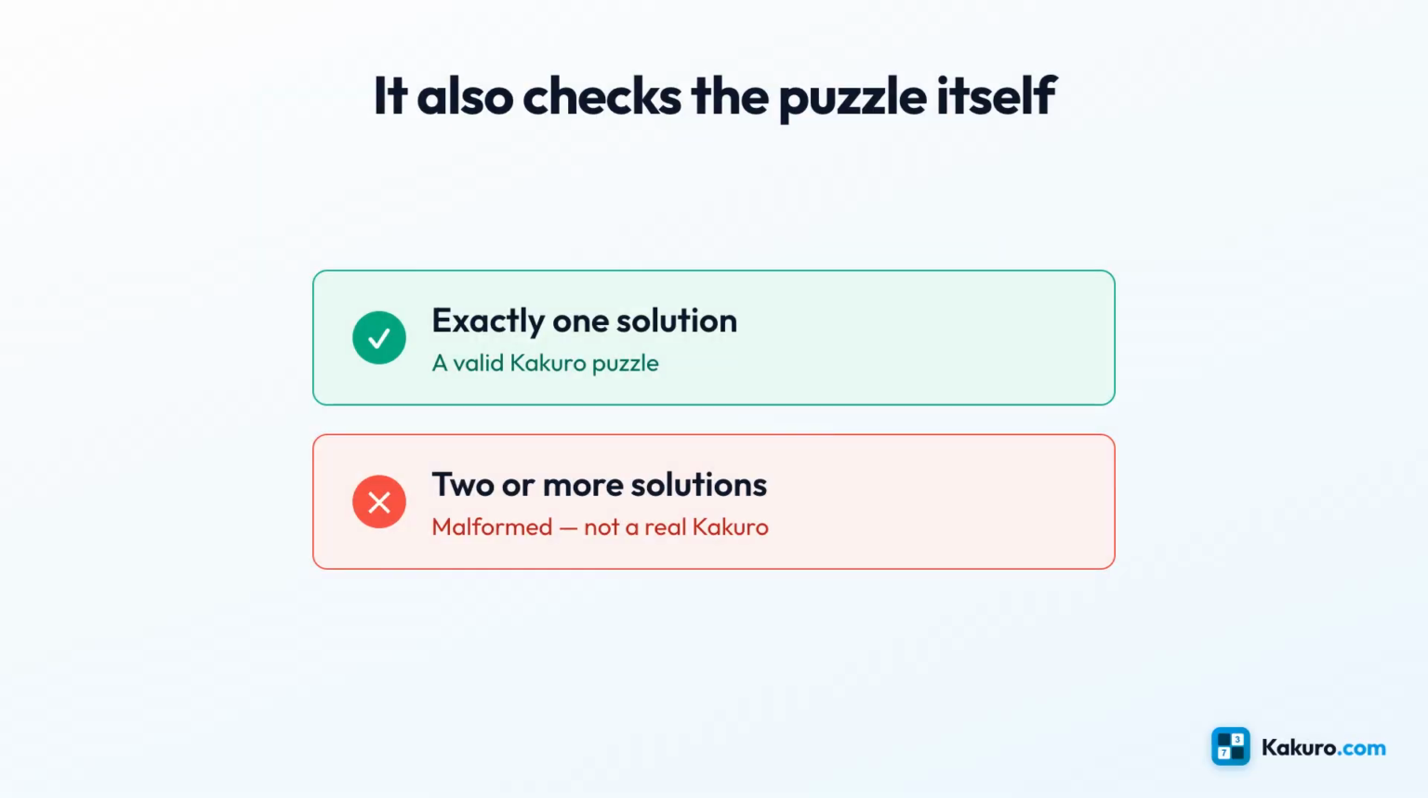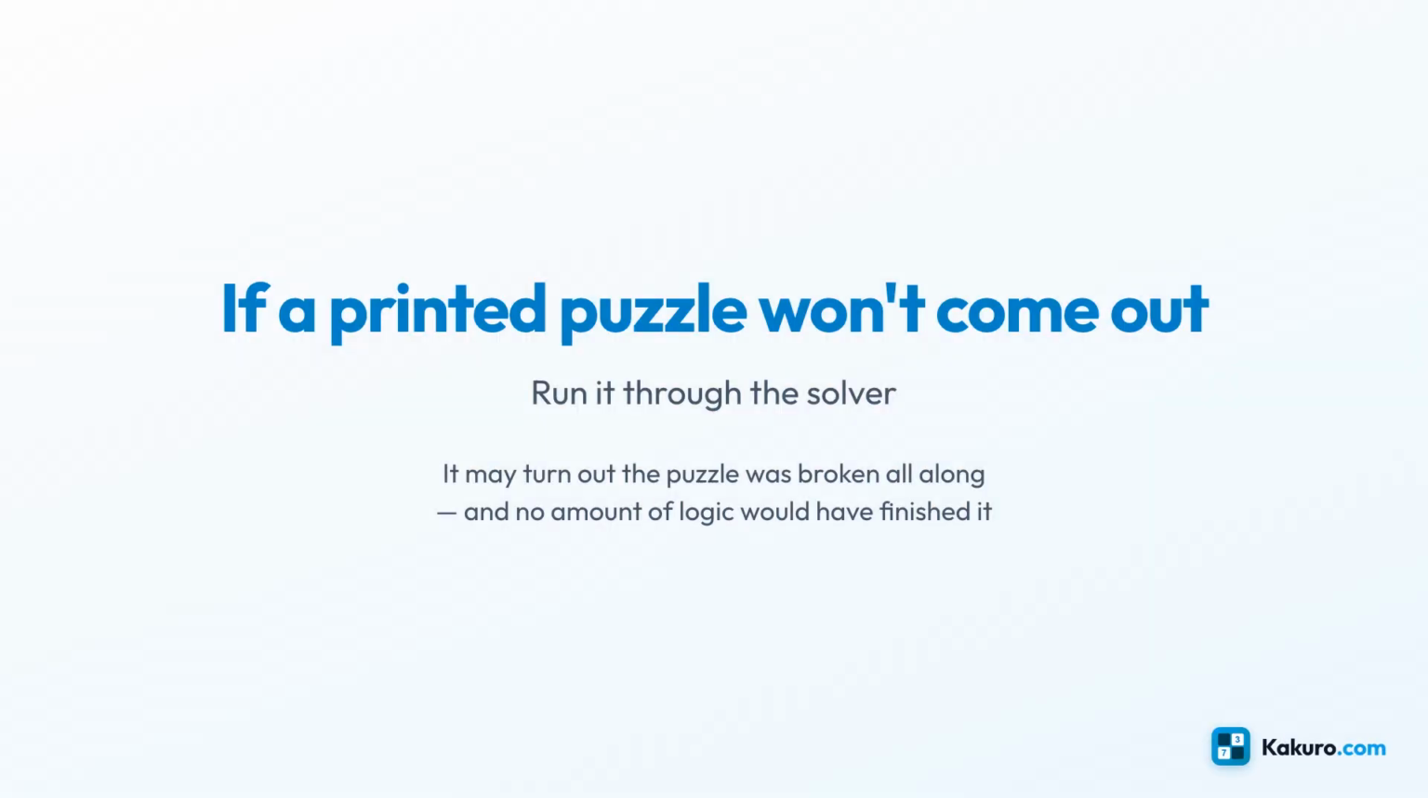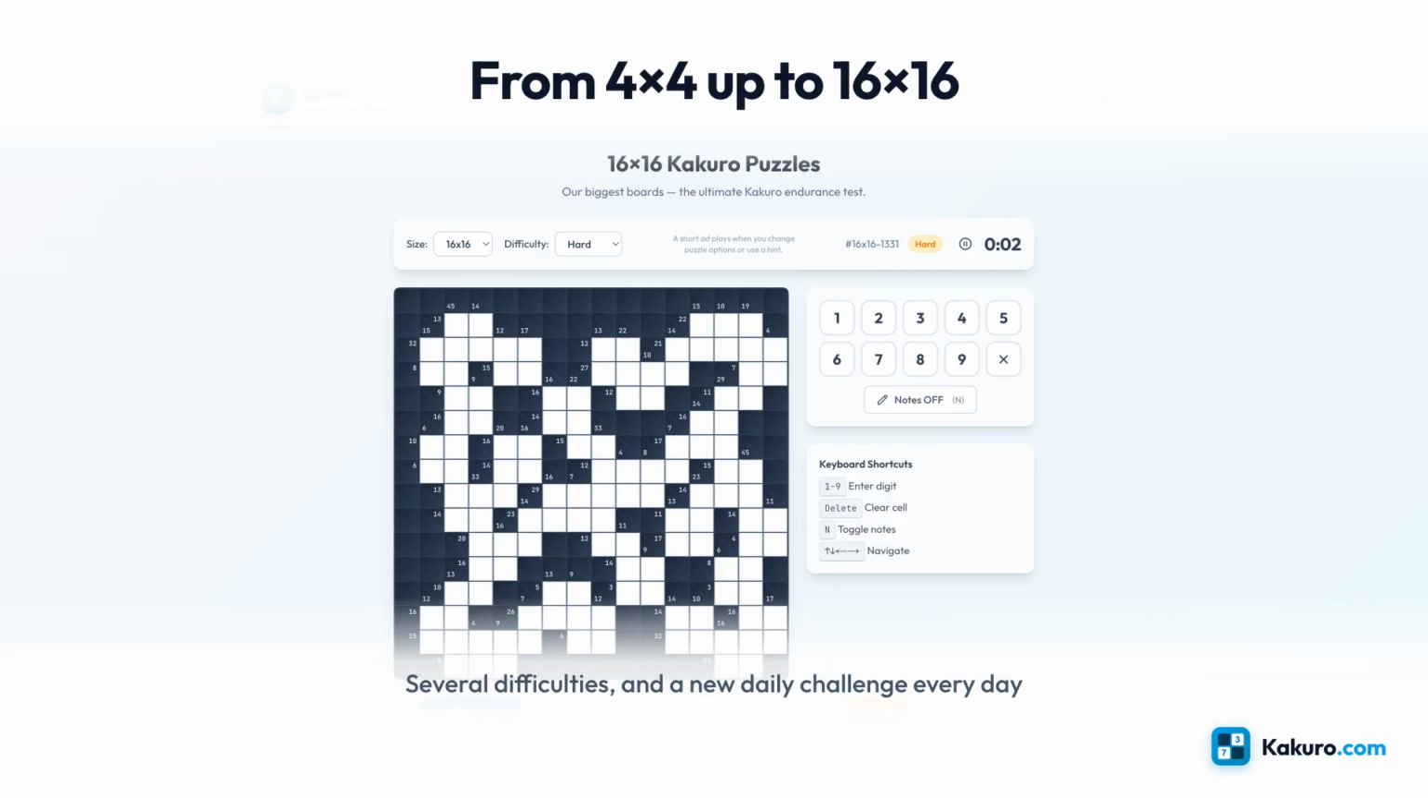And it does something else that is genuinely useful. It tells you whether that puzzle actually has a unique solution. Remember, a real Kakuro must have exactly one. So if a printed puzzle has been driving you mad, run it through the solver. It may well turn out that the puzzle was broken all along, and that no amount of logic would ever have finished it.